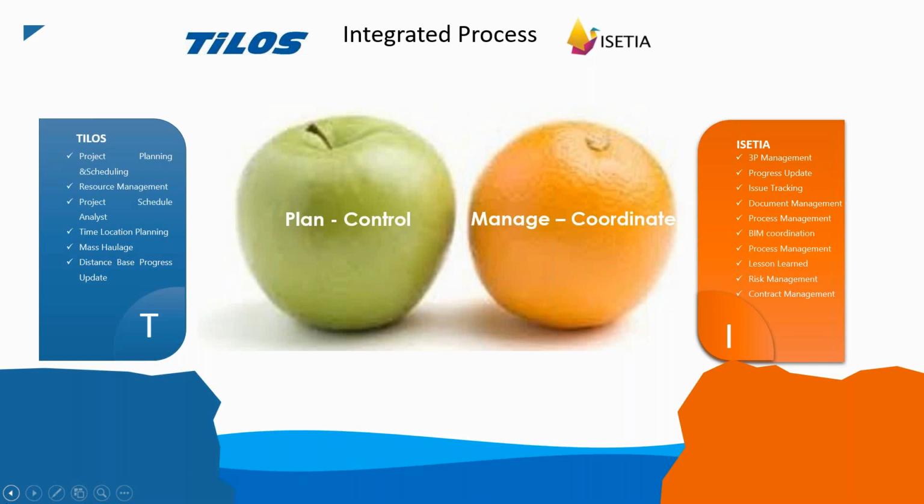And ISETIA is a portfolio, program, and project management system which provides mobile progress updates, mobile issue tracking, and very powerful document management, with process management and document control for RFIs, transmittals, and submittals. In ISETIA, we counted over 200 construction processes that can be easily implemented and managed. These are our customers' processes already implemented in our environment. We also provide modular-based systems with ISETIA, such as lessons learned management, risk management, and contract management. The major goal: we plan and control in Tilos, and manage and coordinate in ISETIA.